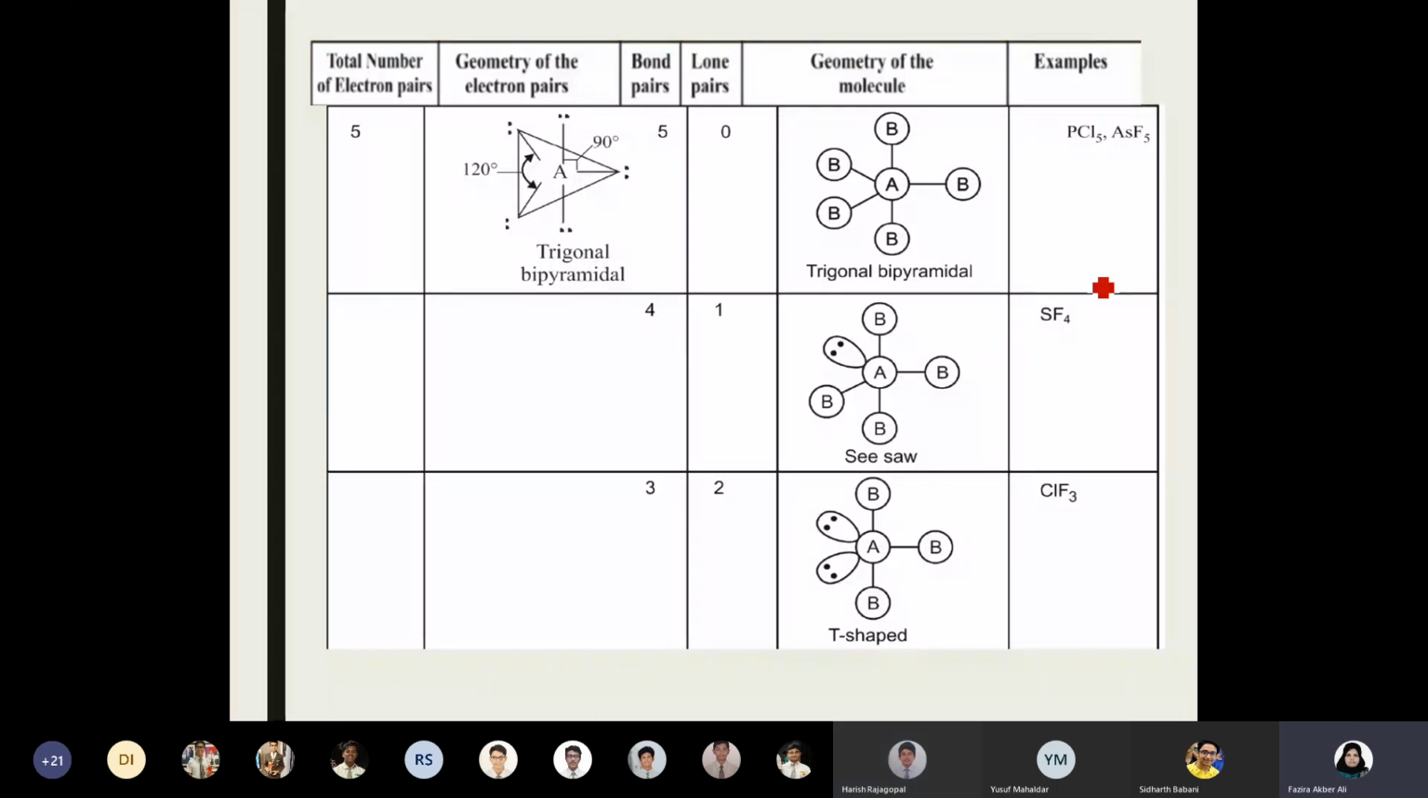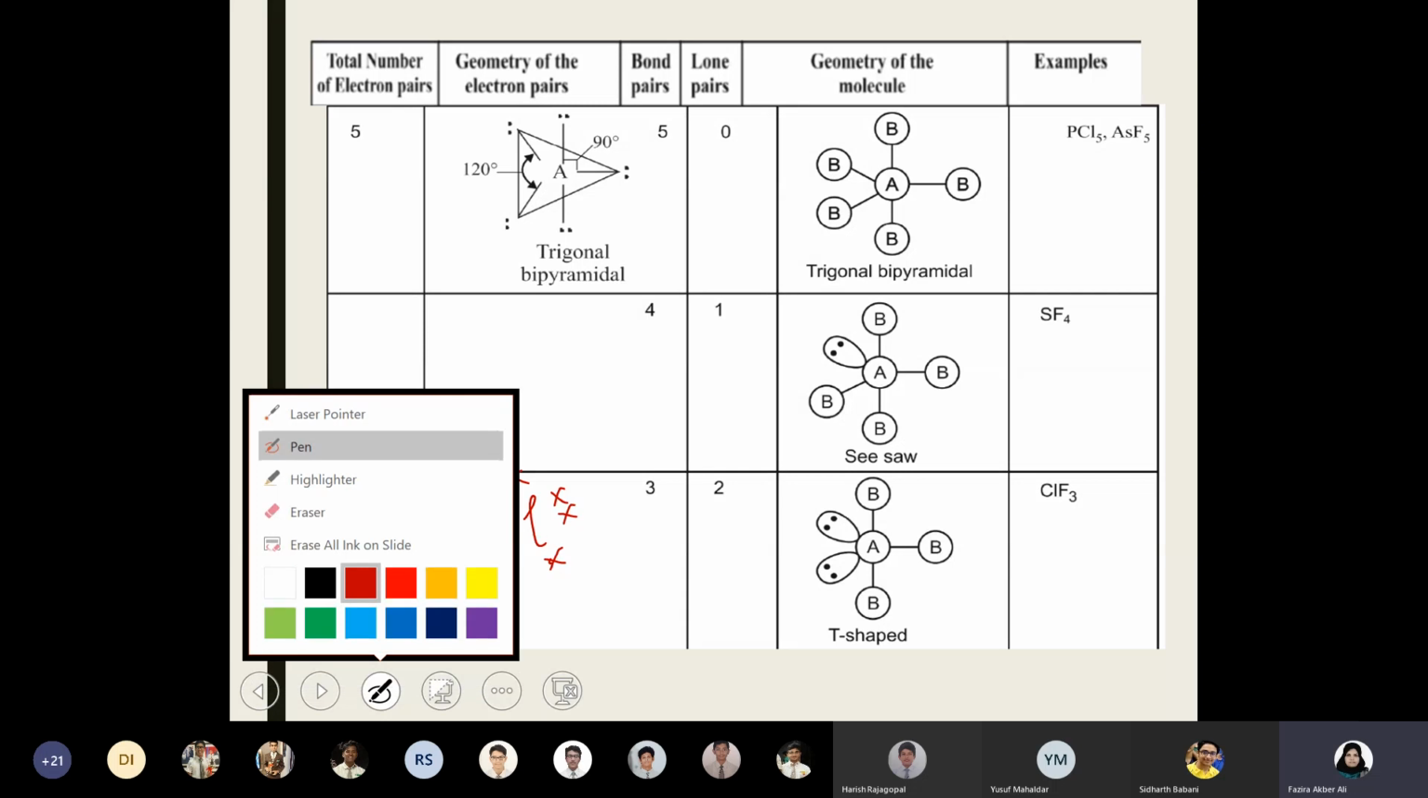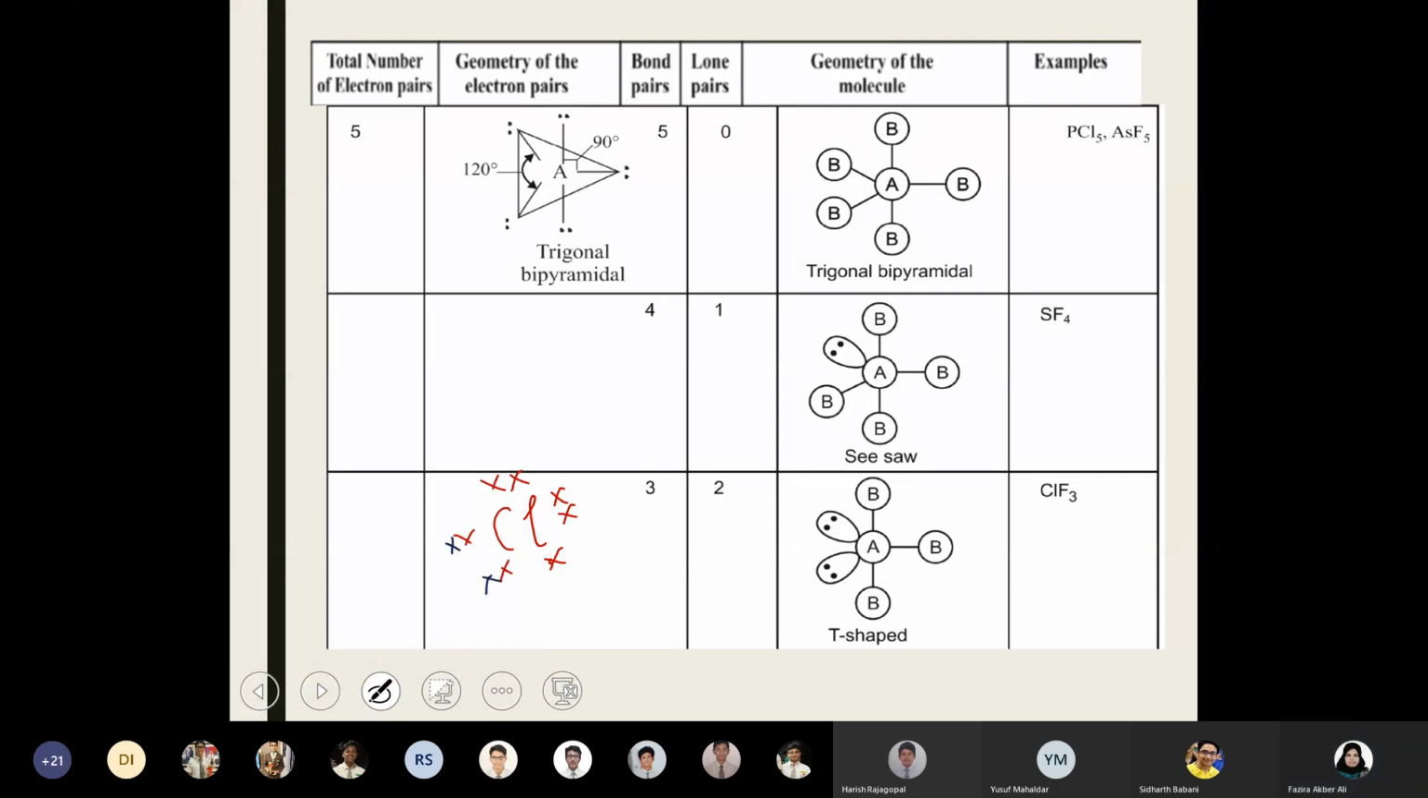That is the central atom. Chlorine atom is having 7 electron pairs. Out of the 7, it is making 3 bonds with fluorine atoms. This is how you will be explaining in your answer. Out of the 7 valence electrons of chlorine, 3 are used for making bonds with fluorine atoms.